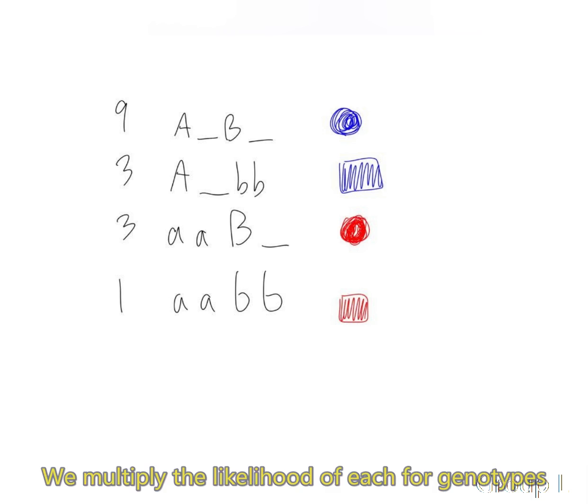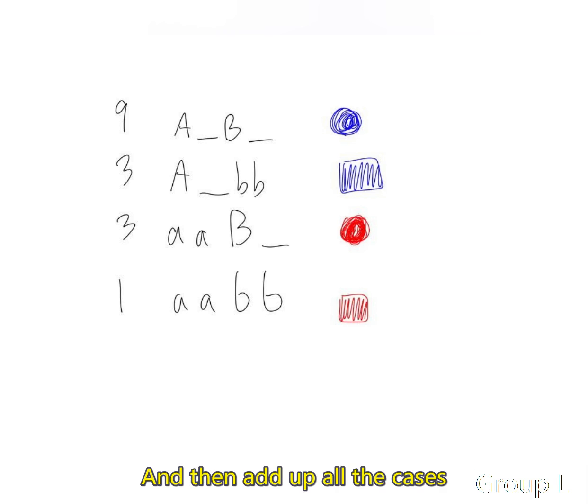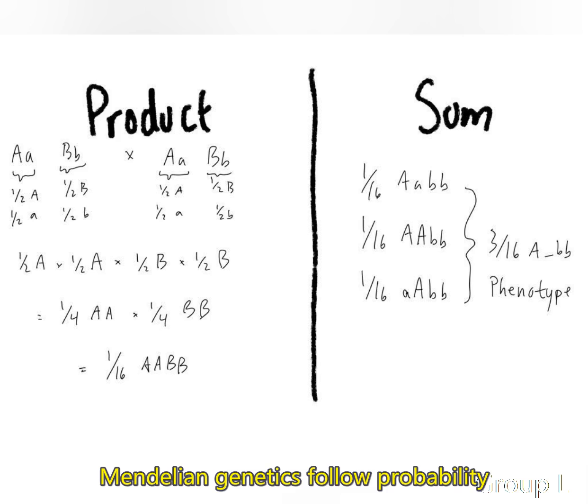We multiply the likelihood of each for genotypes, and then add up all the cases for each separate phenotype. Because no matter if you're het for both or doubly dominant, in the end it's still the dominant allele that's prominent. Mendelian genetics follow probability.